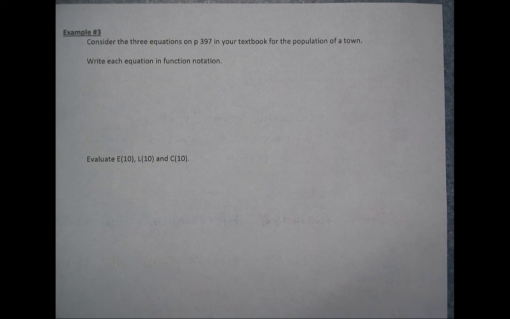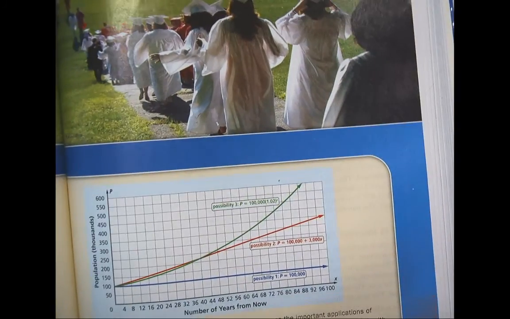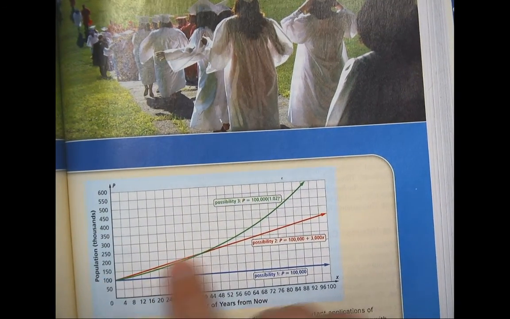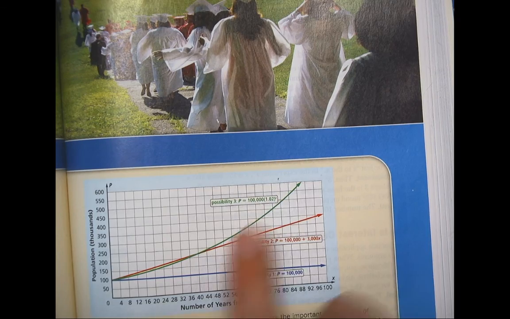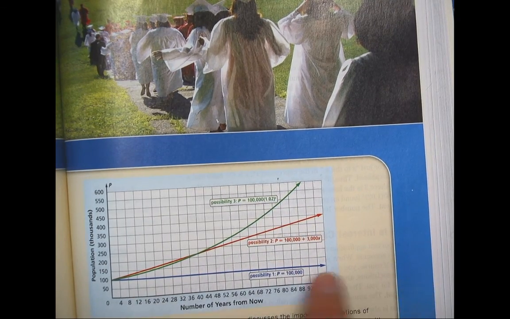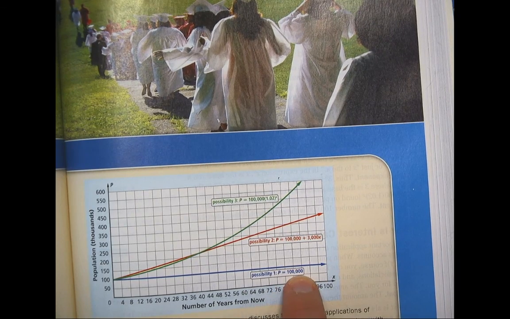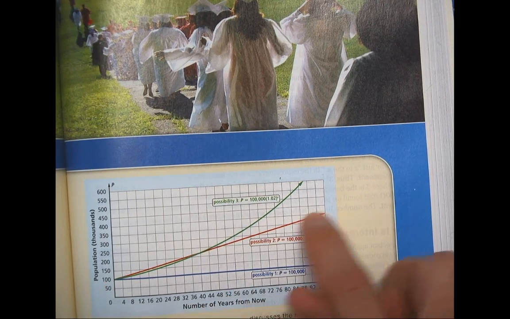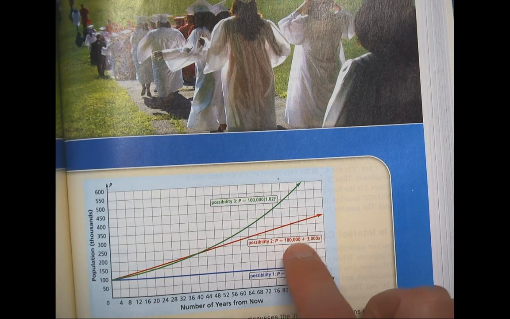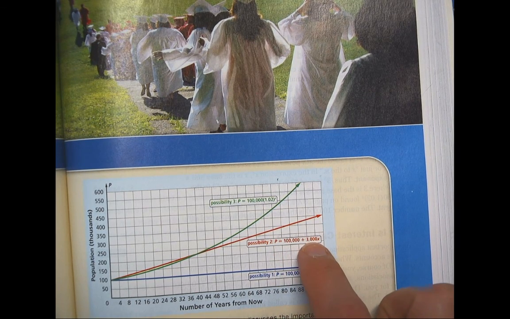Okay, so we're going to grab that, and it's for the population of a town. Write each equation in function notation. So if we quickly look on page 397, we've got a graph here, and we've got 3 different equations representing 3 different lines. We've got this straight line here, p equals 100,000. We've got this straight line that's increasing, so p equals 100,000 plus 3,000x.